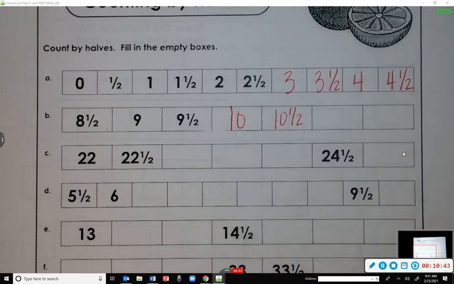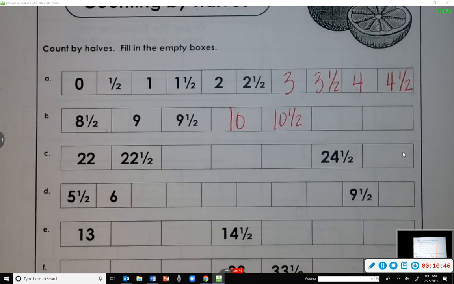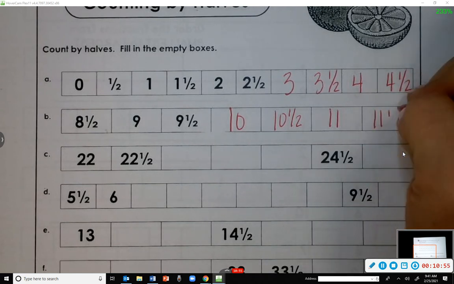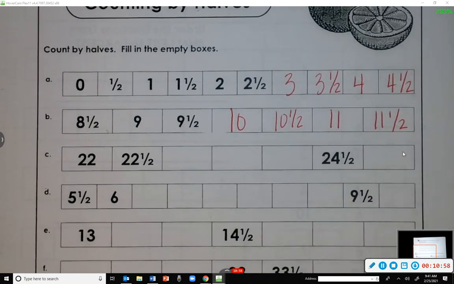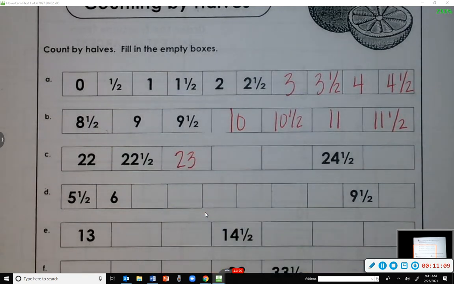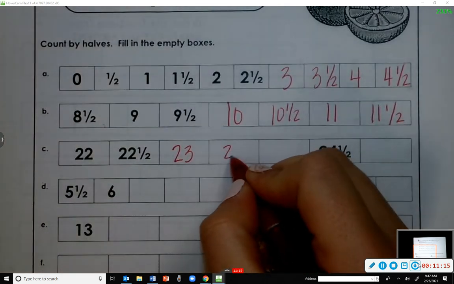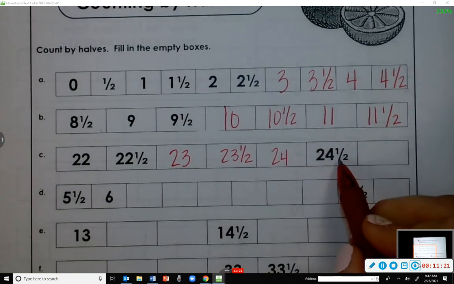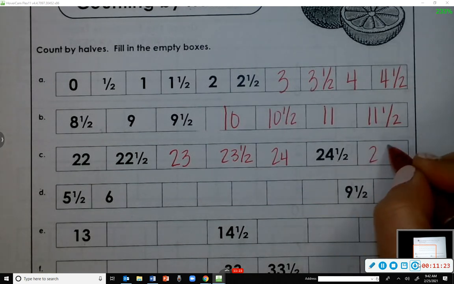10.5. What would come next, Avea? 11, good. Evangeline, what comes next? 11.5, good. Okay, let's look at the next one. 22, 22.5, 23. Jalen, what comes next? Okay, good. 23.5. And then next would be what, Kelsey? 24. 24.5. Allie? 25. Good.